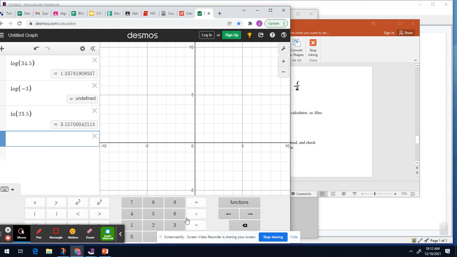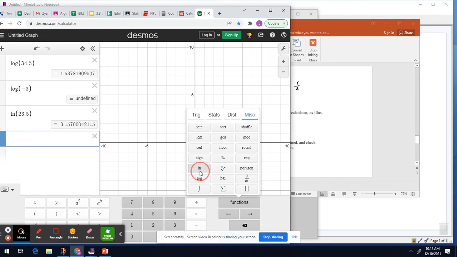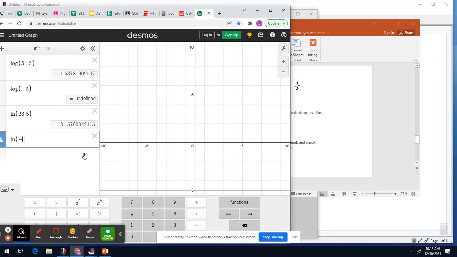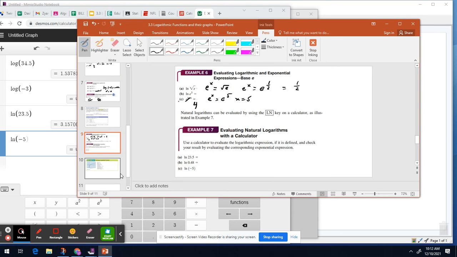Notice what happens if I put in ln of -5: undefined. Again, same reason as what I showed you before. You can't have something being raised to an exponent and it turn into a negative. Okay? So don't get confused with those. Just rewrite them and do those problems.